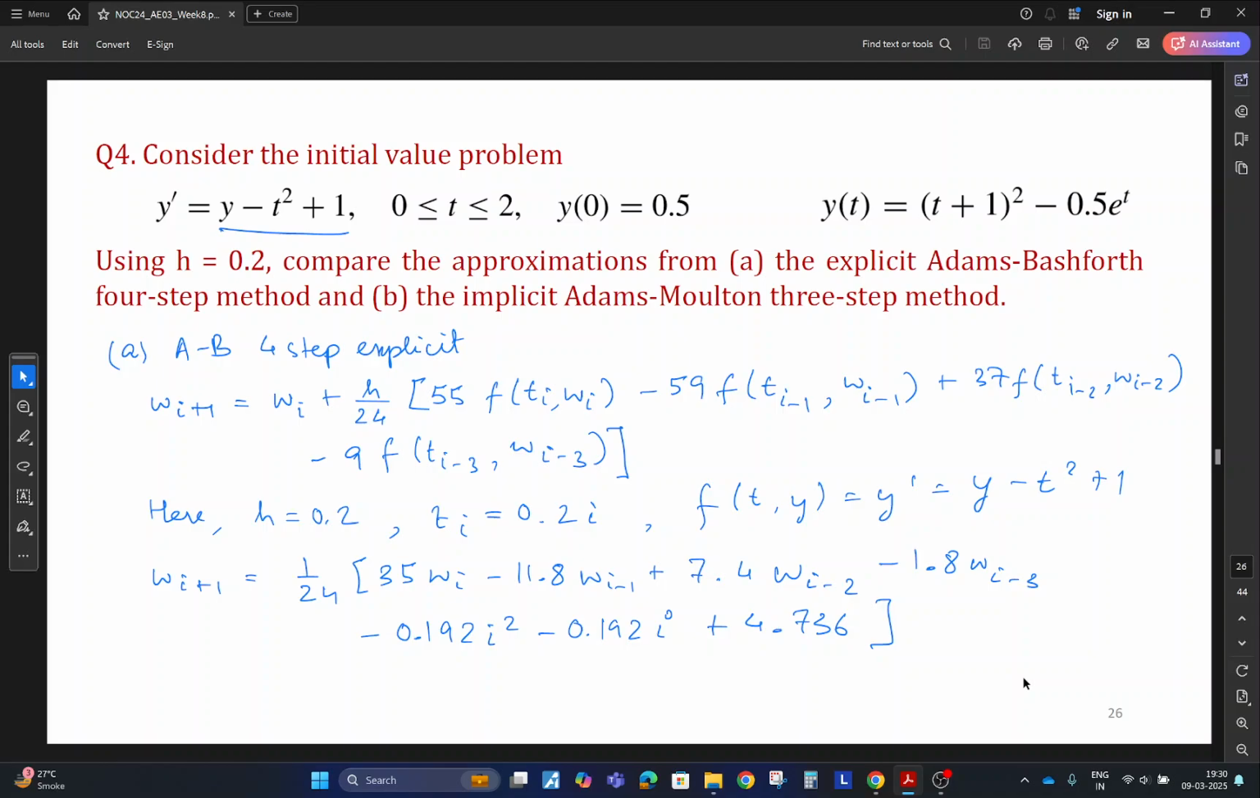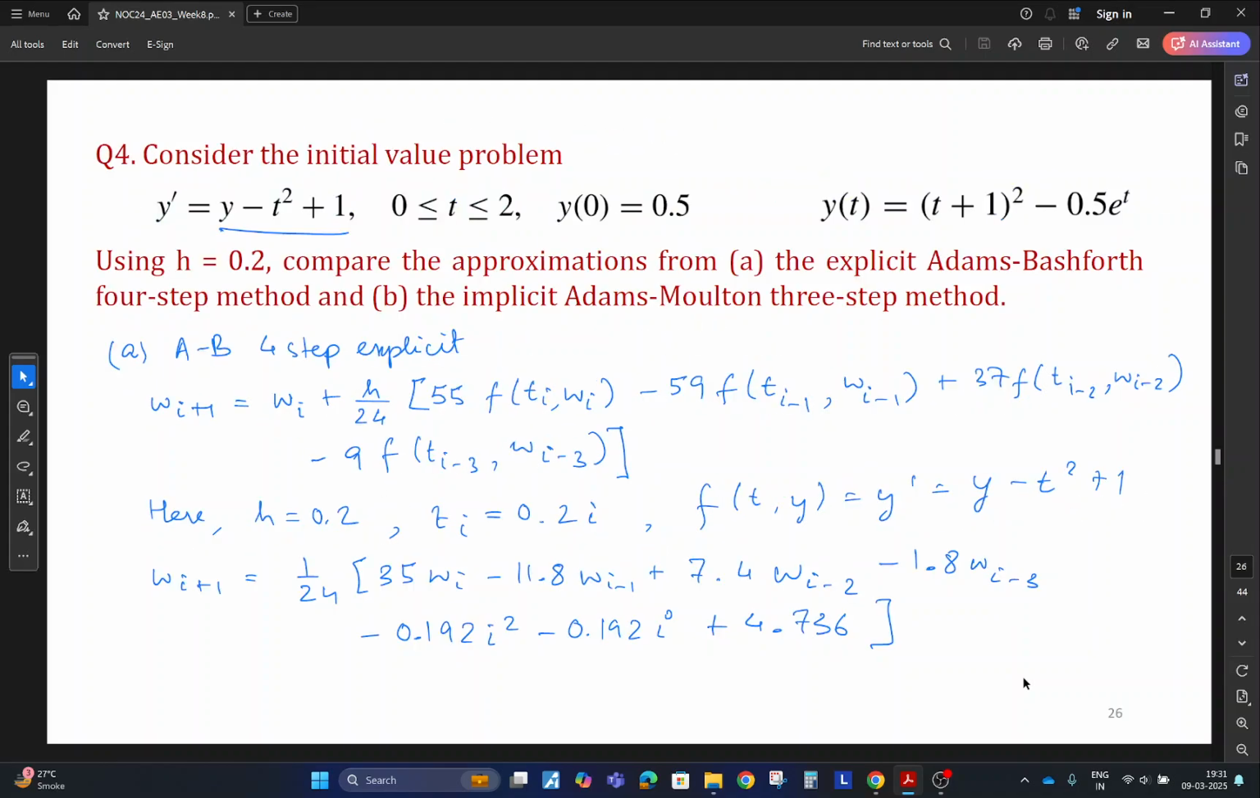For the current iterative step, w_{i+1} will be evaluated as w_i plus h by 24 times 55 into the value of the function at t_i, w_i, minus 59 times the value of the function at t_{i-1}, w_{i-1}, plus 37 times the value of the function at t_{i-2}, w_{i-2}, minus 9 times the value of the function at t_{i-3}, w_{i-3}. Here the step size is 0.2, t_i is 0.2 times i, and the value of the function at any t, y is given as y prime equals y minus t square plus 1.